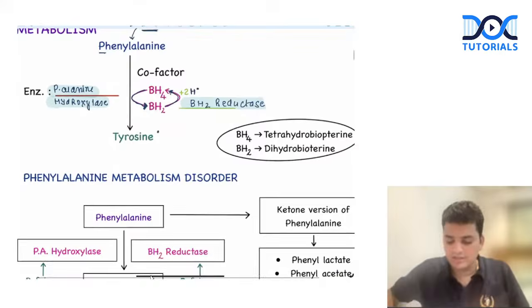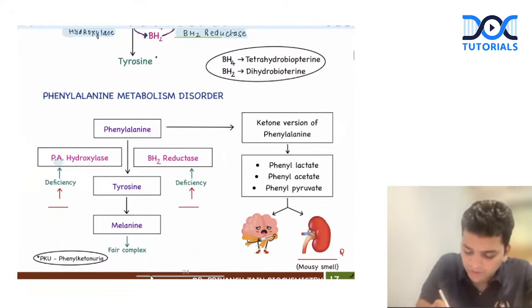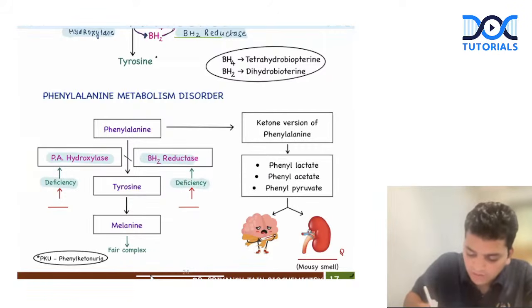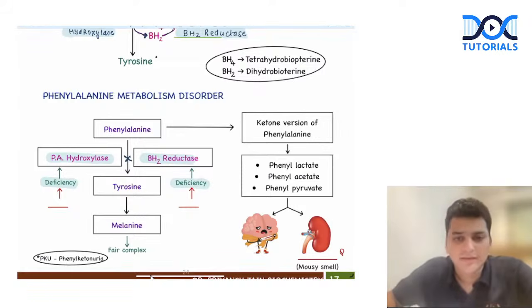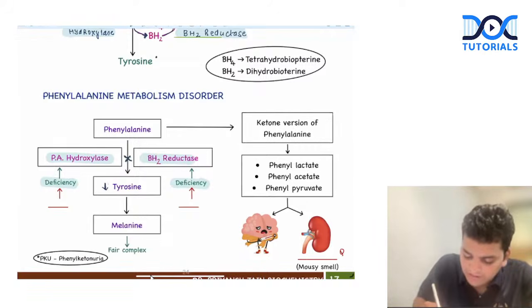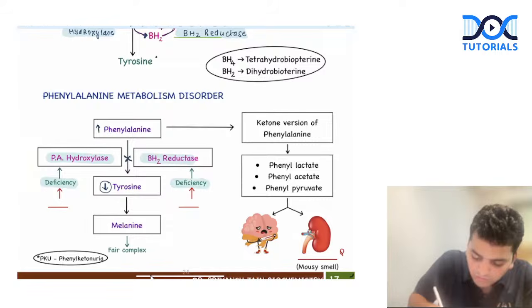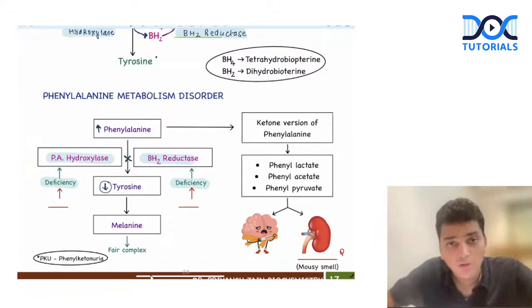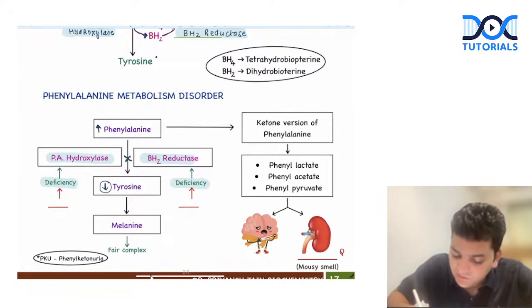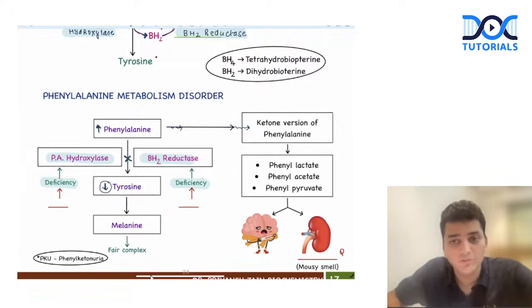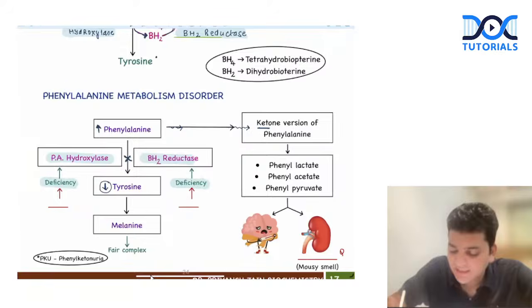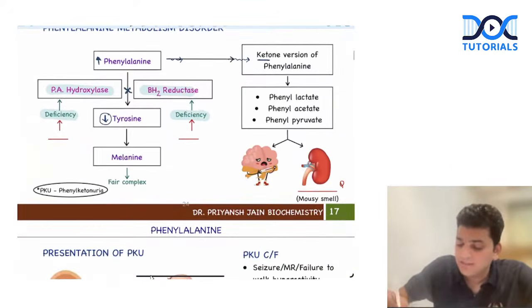We know that to convert phenylalanine into tyrosine, we require phenylalanine hydroxylase and BH2 reductase. If there is a deficiency of either one, then this reaction will not happen, and the phenylalanine can't convert into tyrosine. Then the tyrosine will become less and the phenylalanine will be more. If the phenylalanine is more, it will stimulate the alternate pathway and convert into its ketone version. These ketone versions, such as phenyl acetate, phenyl lactate, phenyl pyruvate, will start coming in the urine.